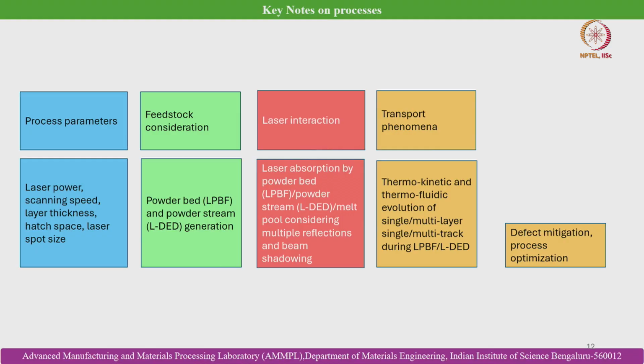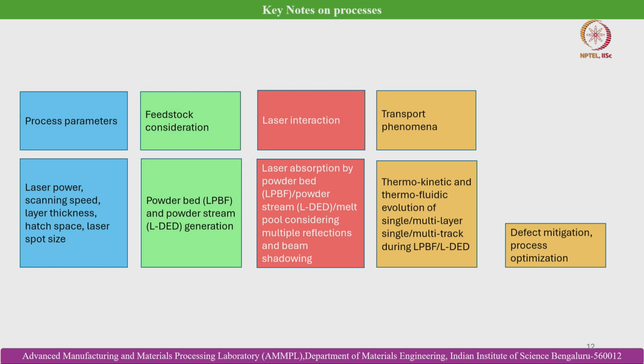Now we will start with the interdependence of several process variables involved in additive manufacturing, and also how to model them, how to develop process models to gain insight into the process physics of additive manufacturing and how to optimize the process conditions as well. To serve both the purposes, let us go to the key notes on processes.